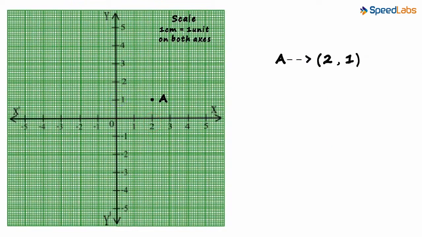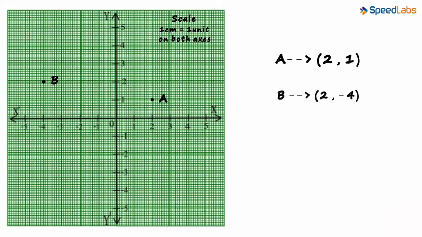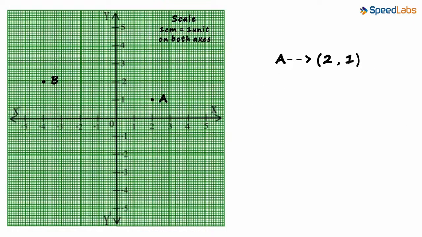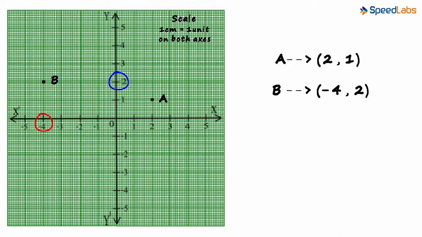What are the coordinates of this point B marked here? The coordinates of point B are 2, -4. 2 on the y-axis and -4 on the x-axis. Do you think what I said was correct? No, it wasn't. Remember, the x-coordinate should always come first. Let me just erase this. So we write the coordinates of point B as (-4, 2).